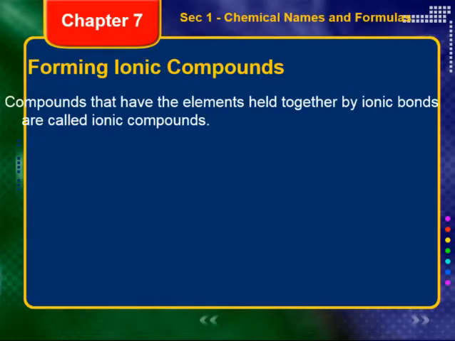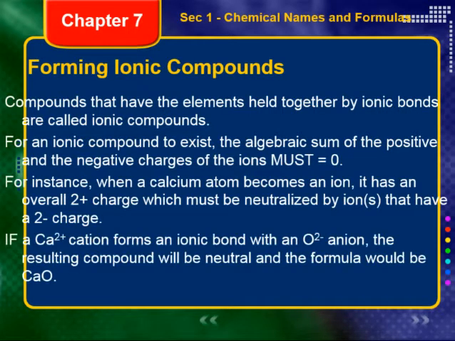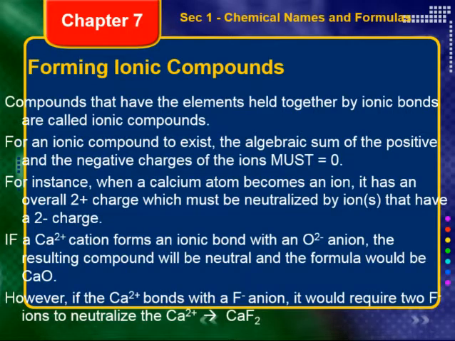So moving on to the ionic compounds, being able to go back and forth between the name and the formula and the formula and the name. Compounds that have the elements held together by ionic bonds are called ionic compounds. Remember that from last chapter.